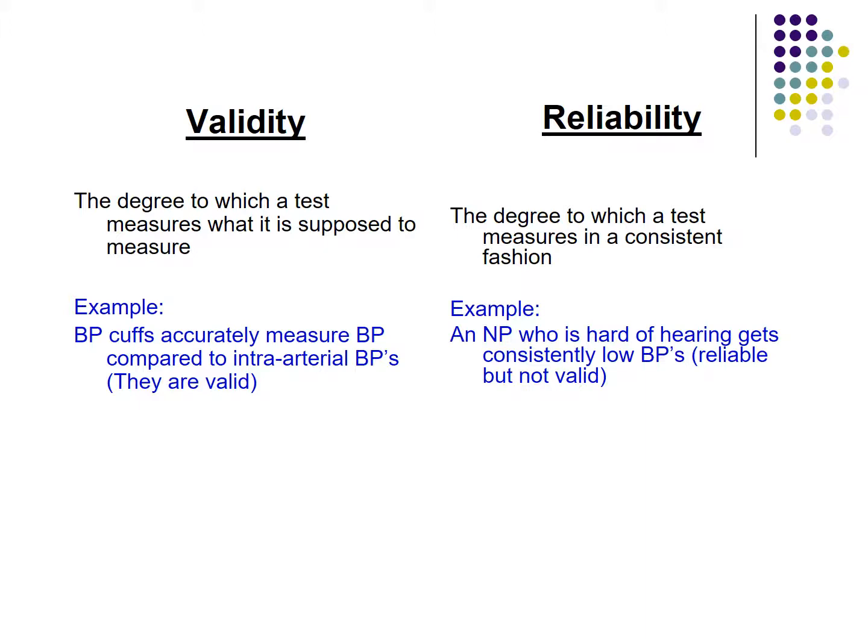Reliability, on the other hand, is the degree to which a test is consistent. So it may not be accurate. An example would be an NP who is hard of hearing might get consistently low blood pressures related to the hearing deficit, and this would perhaps be reliable, that is consistent, but not valid, does not actually represent the intra-arterial blood pressures.